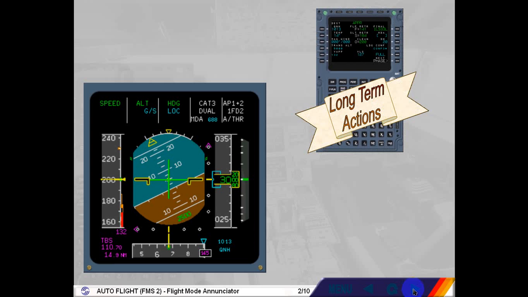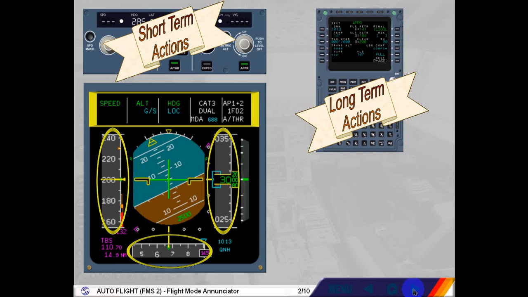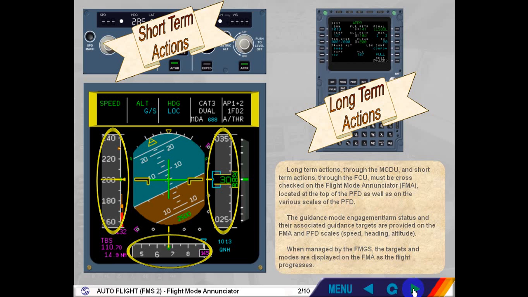Long-term actions through the MCDU and short-term actions through the FCU must be cross-checked on the Flight Mode Annunciator, FMA, located at the top of the PFD, as well as on the various scales of the PFD. The Guidance Mode Engagement ARM status and their associated guidance targets are provided on the FMA and PFD scales: speed, heading, altitude. When managed by the FMGS, the targets and modes are displayed on the FMA as the flight progresses.